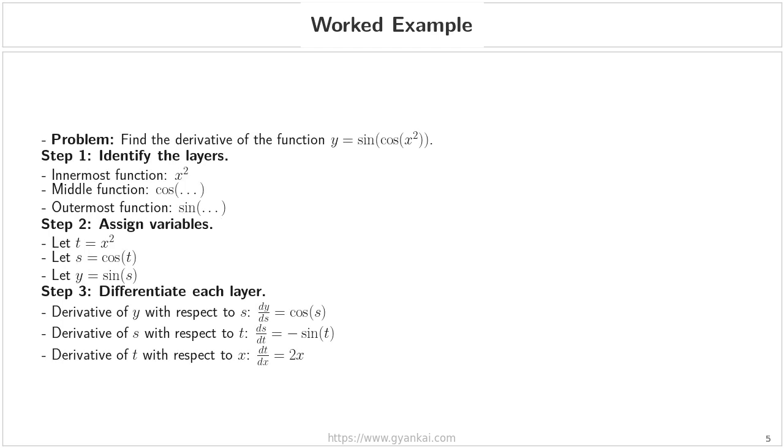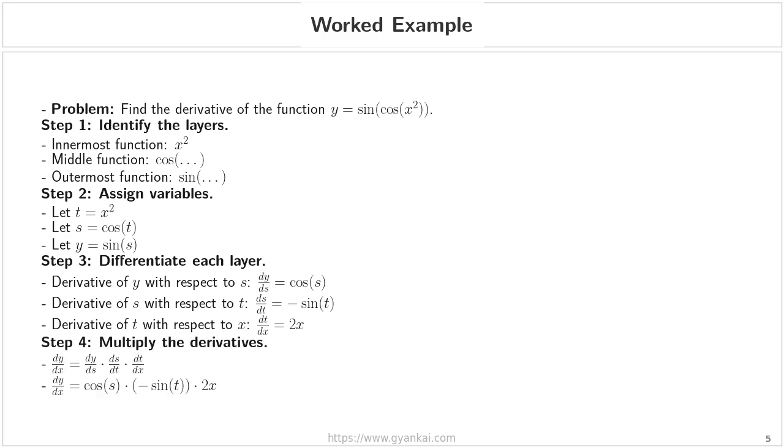Now we move to step 3, where we differentiate each layer individually with respect to its immediate input. First, the derivative of y with respect to s is cosine of s. Second, the derivative of s with respect to t is negative sine of t, and finally, the derivative of t with respect to x is 2x.